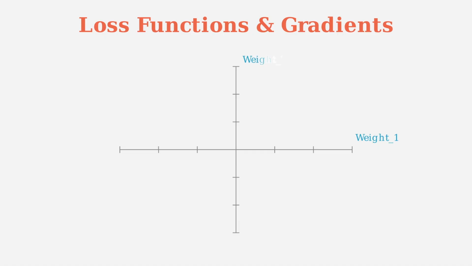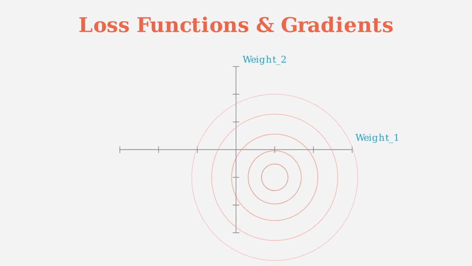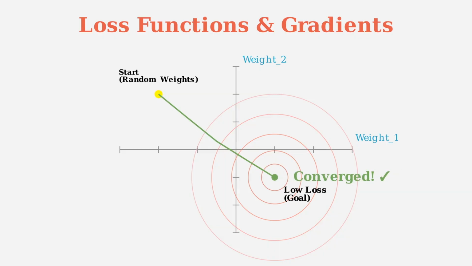Let's dive deeper into the mathematics. The loss function quantifies how far our predictions are from the correct answers. Common loss functions include mean-squared error for regression and cross-entropy for classification. The gradient tells us the direction and magnitude to adjust each weight. Think of it like standing on a hill. The gradient points in the direction of steepest ascent, so we move in the opposite direction to go downhill, toward lower loss. This is gradient descent.